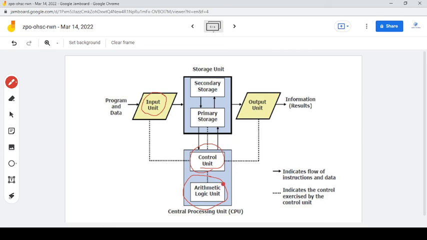Then moving on to the arithmetic and logic unit, which is the ALU. This unit performs all the mathematical operations for a computer. And then once the computer fetches the result, the output is given out in the output unit. An example of an output unit could be a monitor or also a printer. The output gives out the information or the desired result that the user wants from the computer.